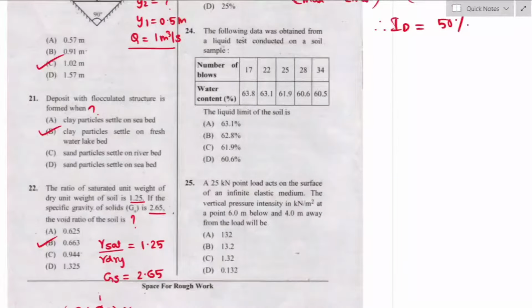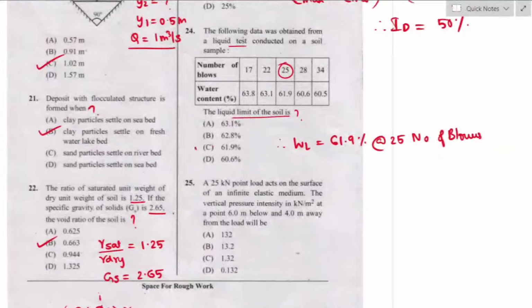Number 24. The following data was obtained from a liquid limit test conducted on a soil sample. The liquid limit of the soil is. Liquid limit is the minimum water content at which soil has the tendency to flow. So liquid limit is taken as the water content corresponding to 25 number of blows. So for 25 number of blows, the water content is 61.9%. Therefore, liquid limit will be 61.9%, which corresponds to 25 number of blows. So the right answer is option C, 61.9%.